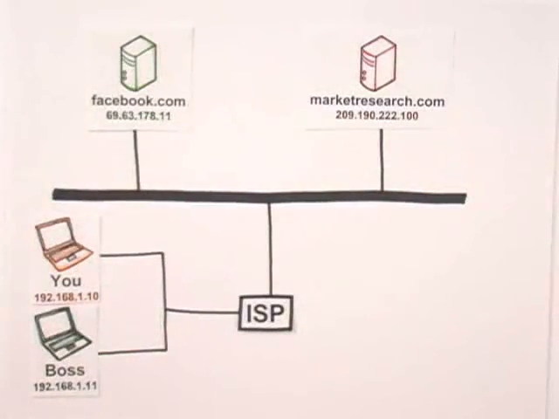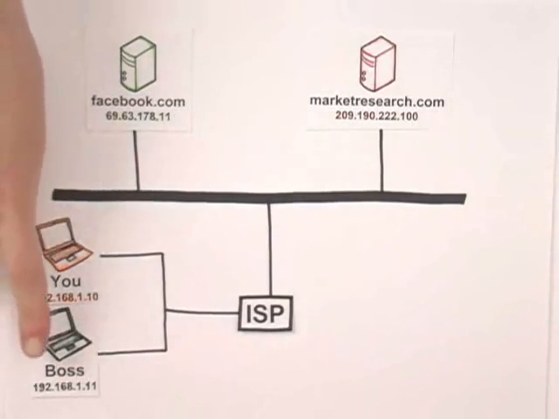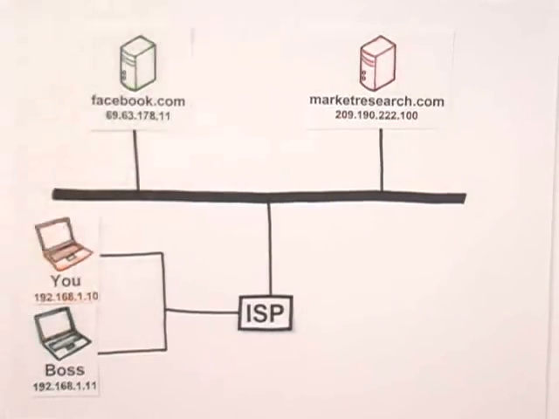Okay, so imagine you're at work sitting next to your boss, and you're both surfing online. Your boss is doing market research, and you're updating your Facebook profile. You're both sending packets back and forth over the internet. But what's to keep your packets from accidentally ending up on your boss's screen? That could be embarrassing. The solution to that problem is IP addresses and routers.